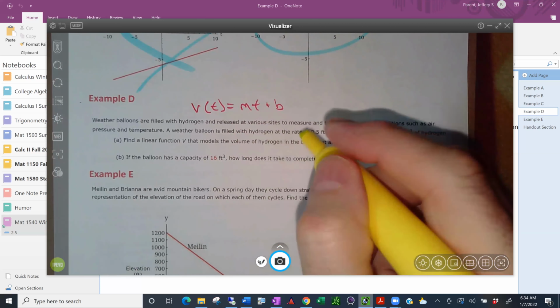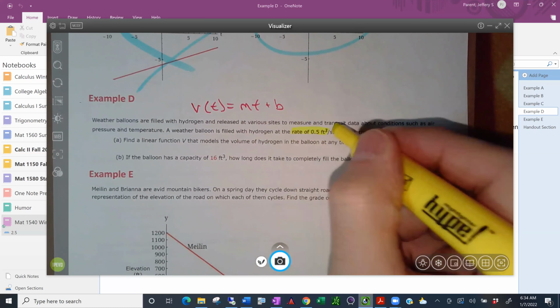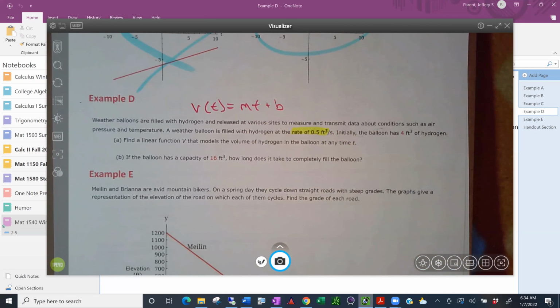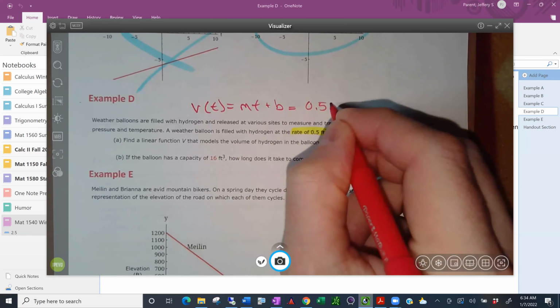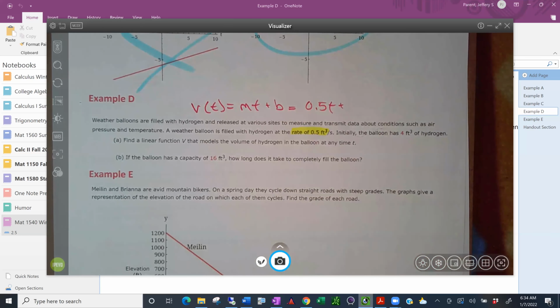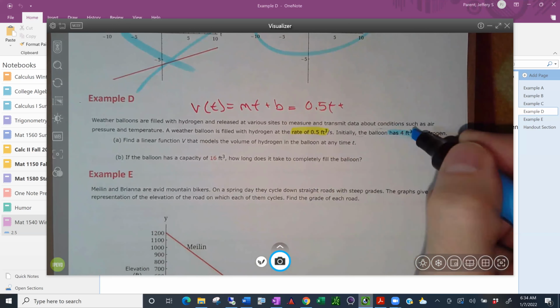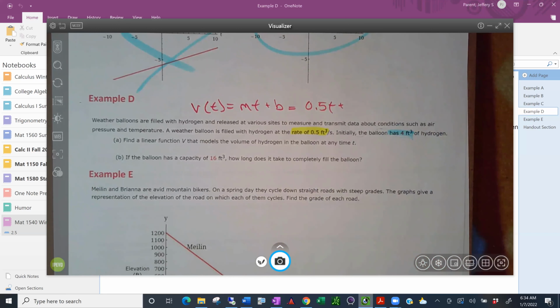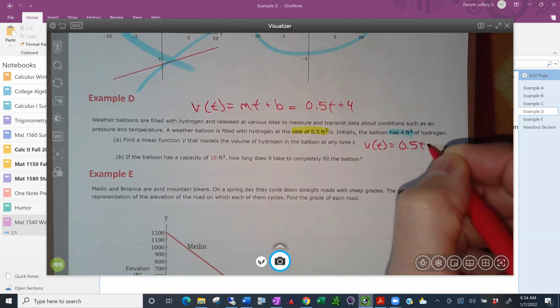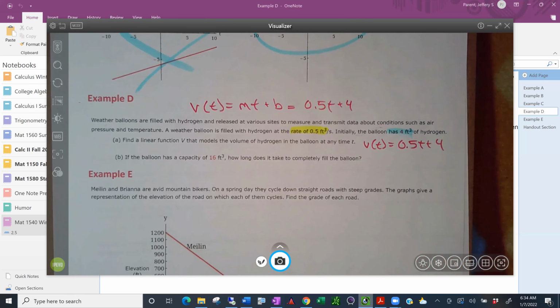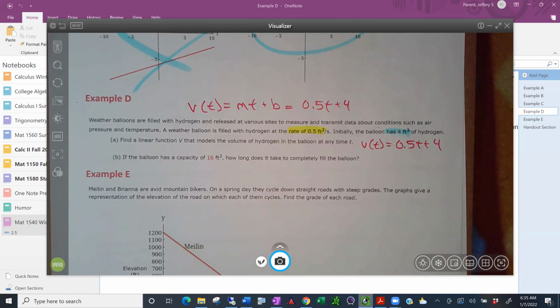So that rate is 1/2 cubic foot per second. So this is going to be 0.5 t plus how much is in there initially. And how much is in there initially to start with is 4 cubic feet. So there's your model. V of t equals 0.5 t plus 4. Beautiful. Half of this is done.